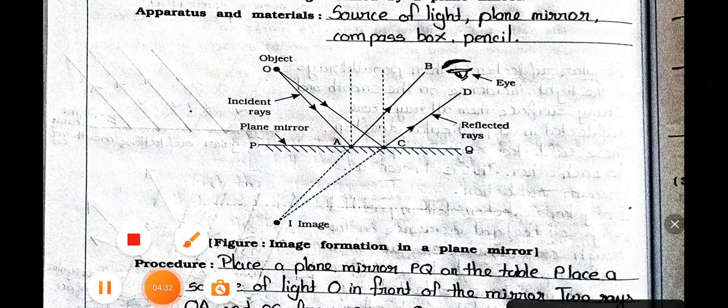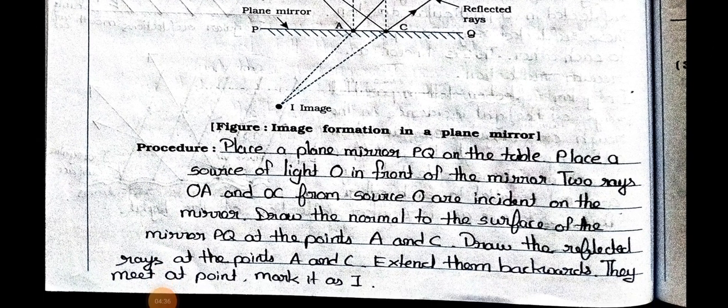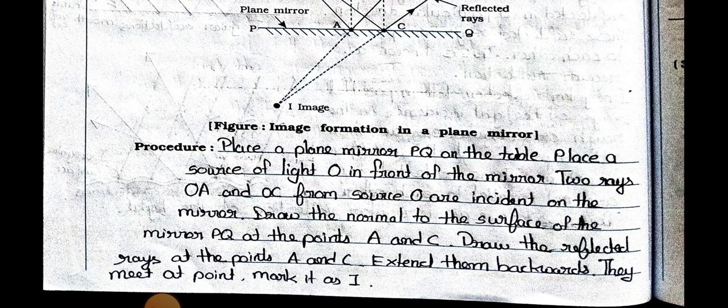And this O is the source of a light. Two rays OA and OC from source O are incident on the mirror. Draw the normal to the surface of the mirror PQ at the points A and C. Draw the reflected rays at point A and C.